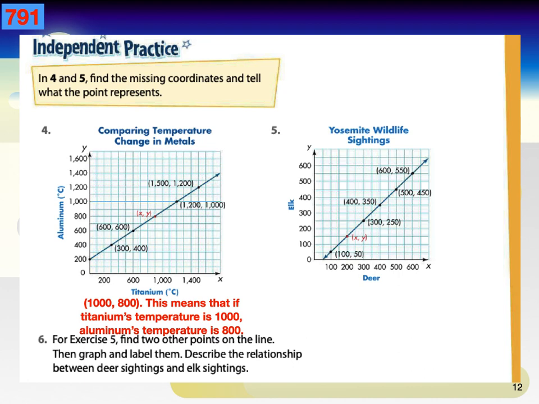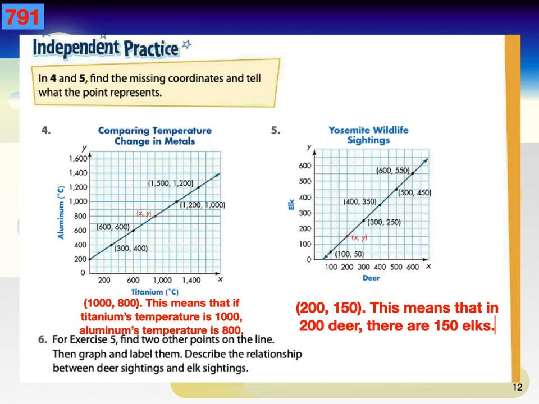Okay, same with number 5. Look at X, Y. So that point is (200, 150). This means that in 200 deer sightings, there are 150 elk sightings.